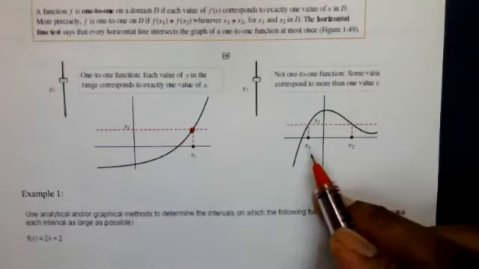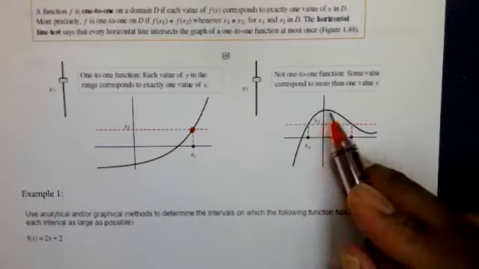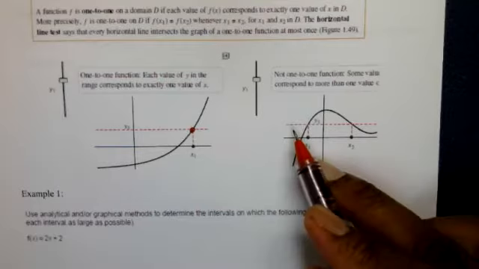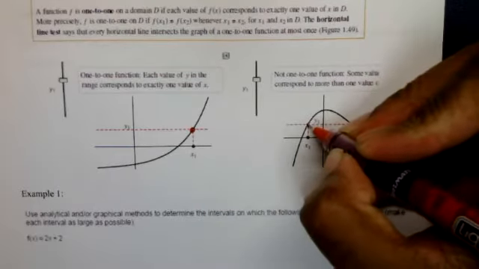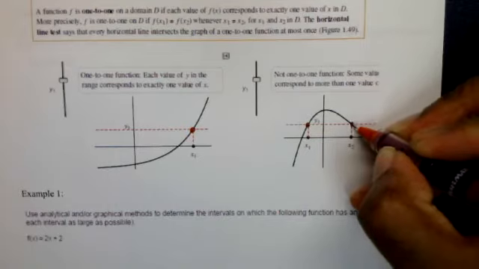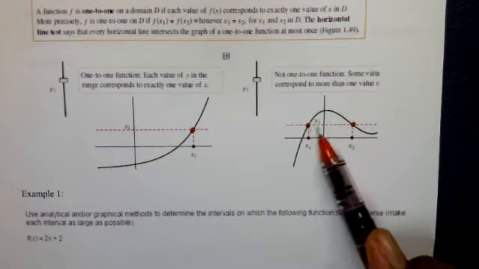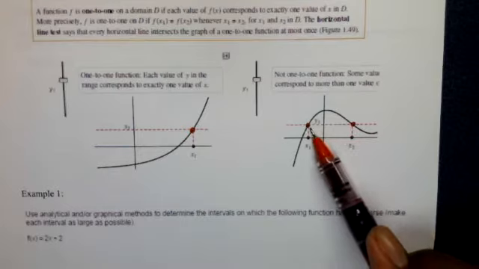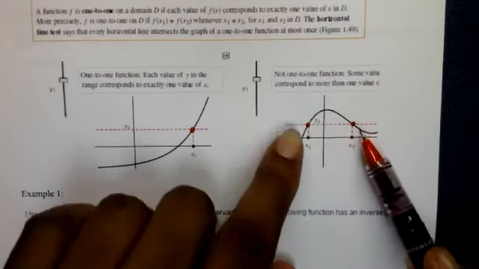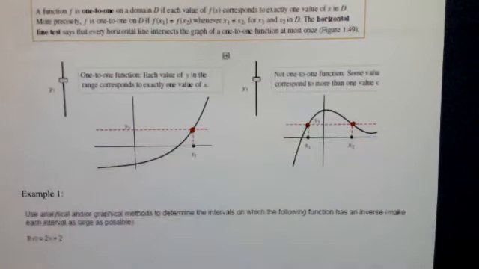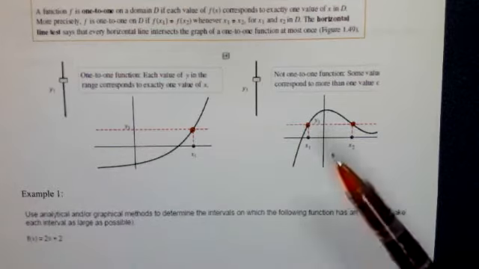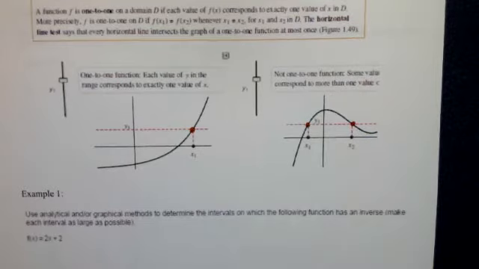On the other hand, the graph on the right is not one-to-one, because if you draw the horizontal line, you're going to see it's crossing this graph at two different places. That means I have a y value with two different x values. Okay. The same y value with two different x values. So that's why it is not one-to-one. And this would also not have an inverse function.